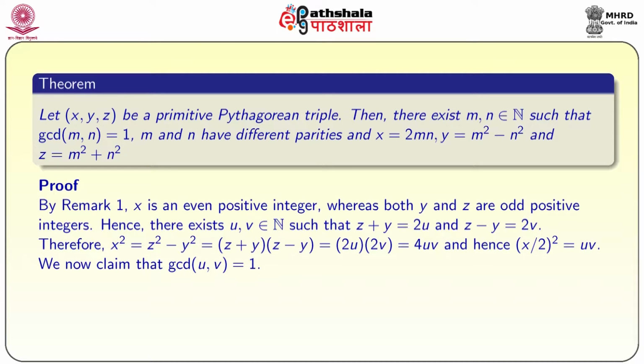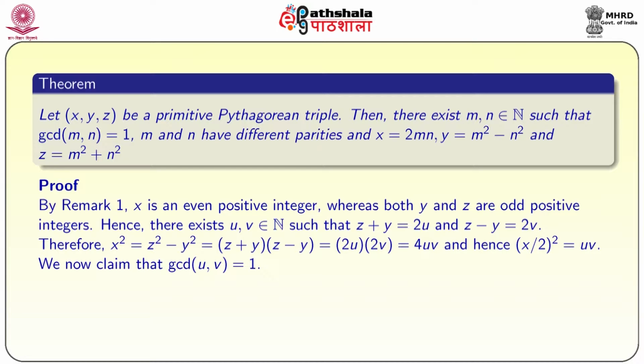So, by remark 1 we see that x is an even integer and both y and z are odd positive integers. This is the property of primitive Pythagoras triples, x and y have different parity. Hence, there exist u, v belonging to N such that z plus y is equal to 2u and z minus y is equal to 2v. It is because both y and z are odd. So, z plus y as well as z minus y are even.